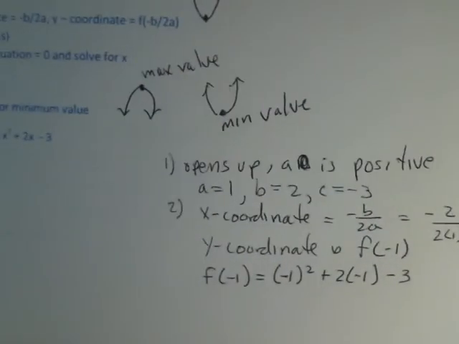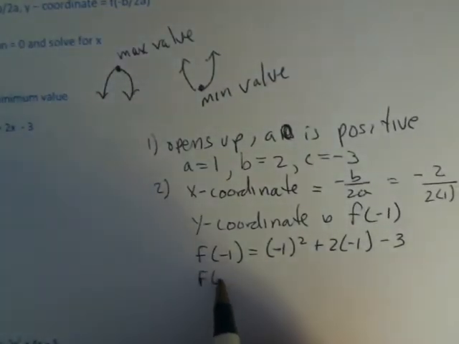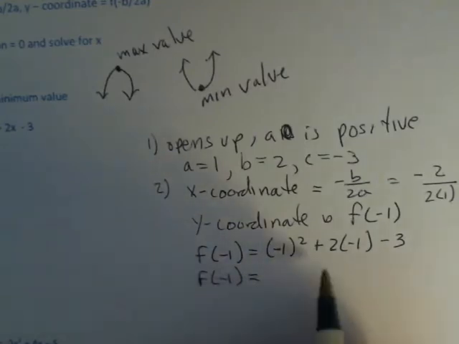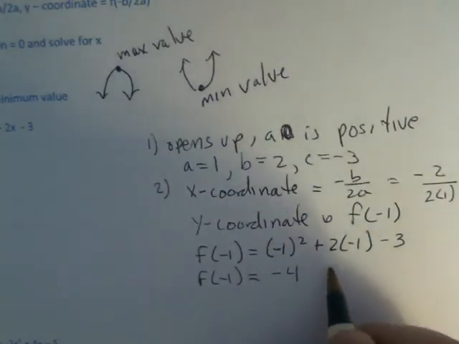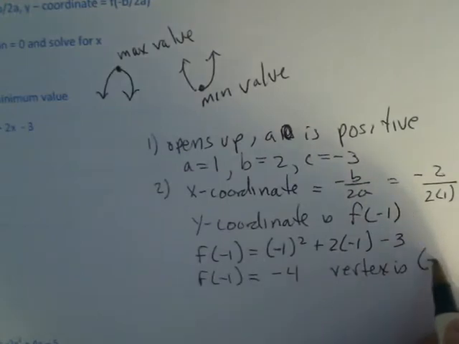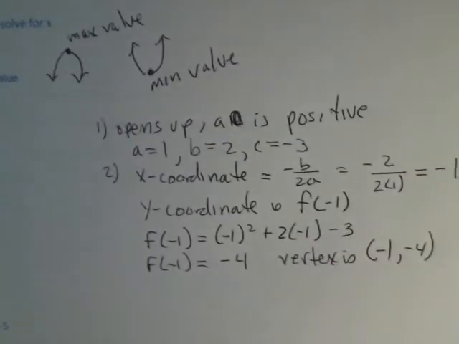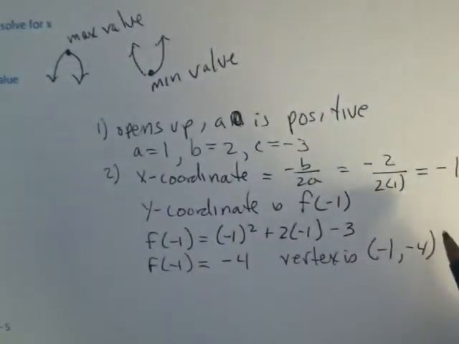Just watch your signs, make sure you do all this correctly. But when I get my answer, 1 minus 2 minus 3, I get negative 4. So I then know my vertex is negative 1, negative 4. Your vertex has to have an x and a y just like every other point on the graph, and you've got to make sure you understand how to find it.